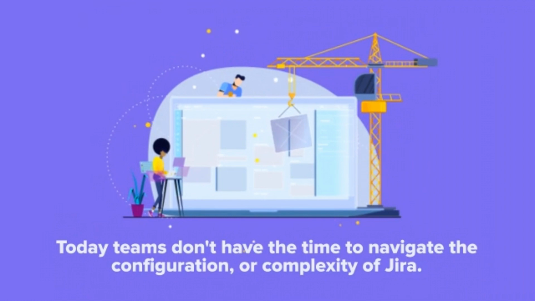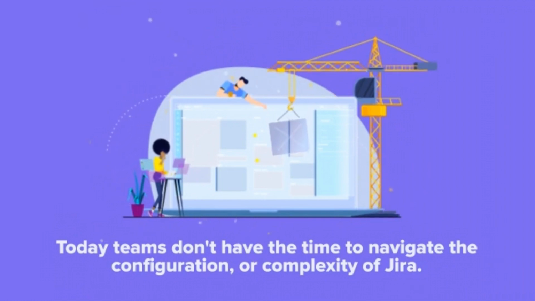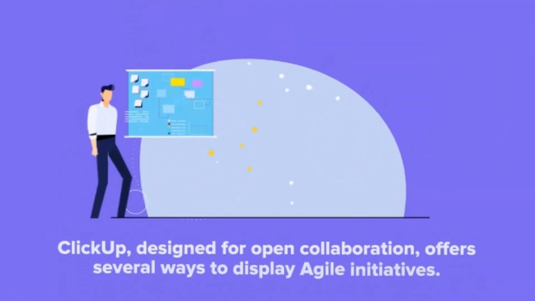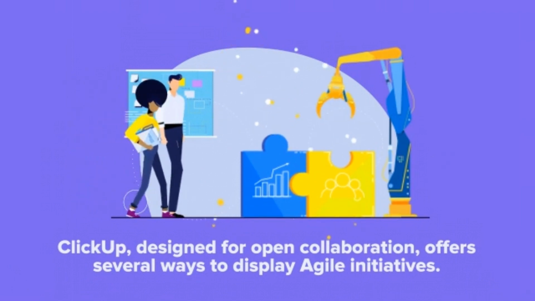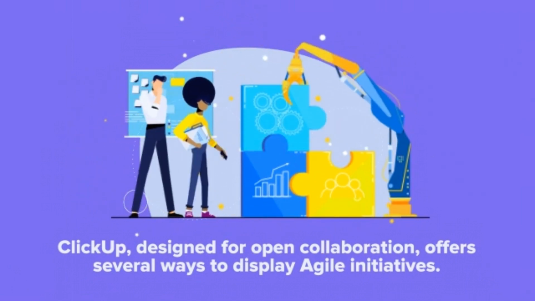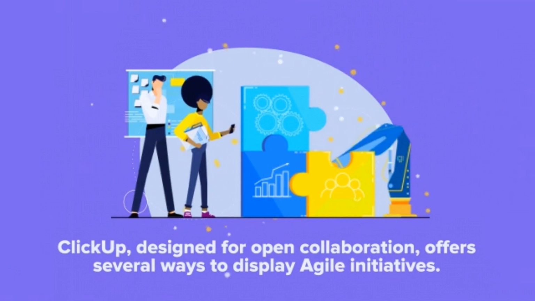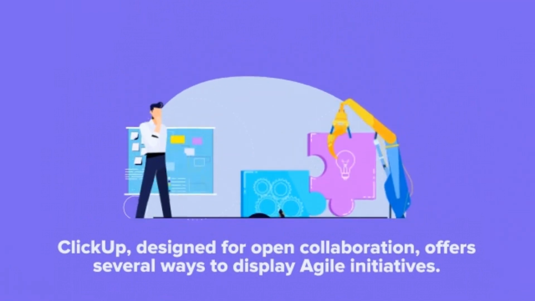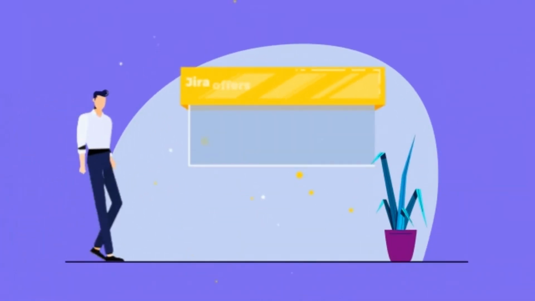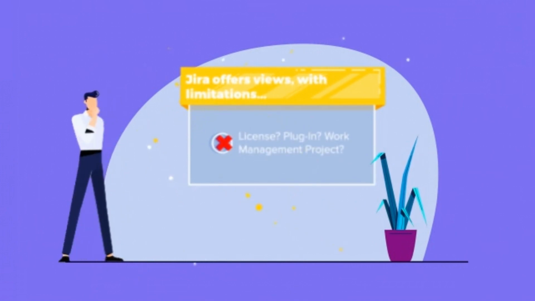For decades, Agile teams relied on Jira. Other PM tools couldn't match the new methodologies. Today, teams don't have the time to navigate the configuration or complexity of Jira. In Jira, admins must choose if projects are team or company managed.